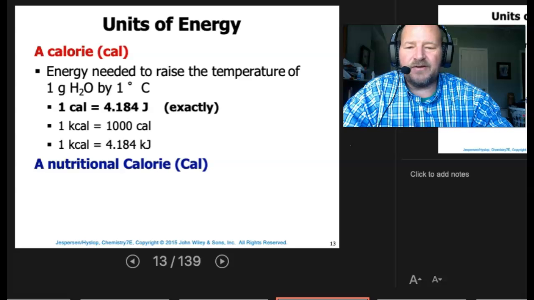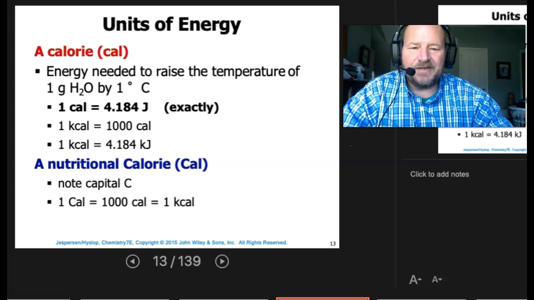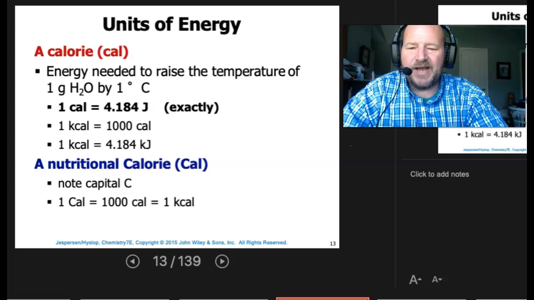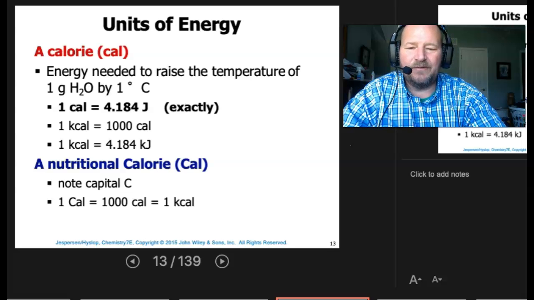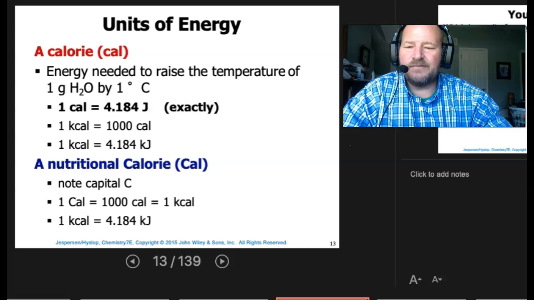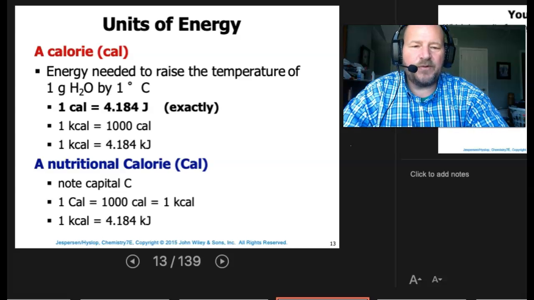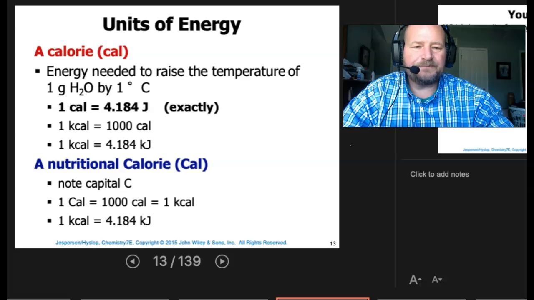So a nutritional calorie is Cal with a capital C. Note the capital C, right? That's the big difference between the two. 1 food calorie is the same as 1,000 little calories. So 1 food Cal then is actually 1 kcal. And of course, we already said 1 kcal is 4.184 kilojoules.